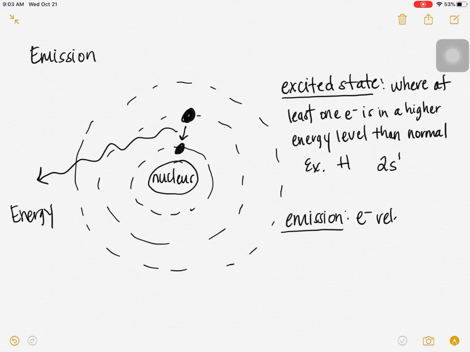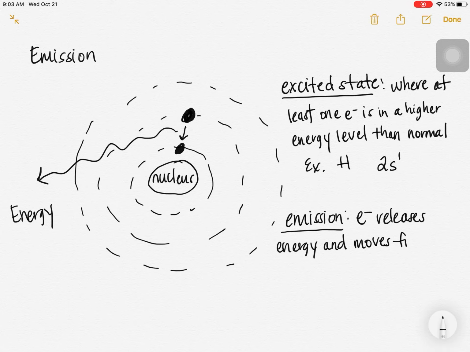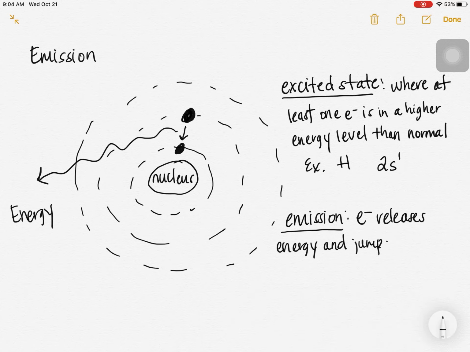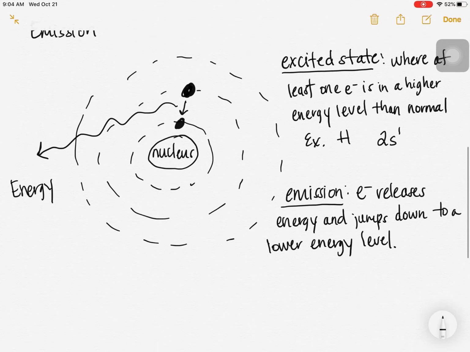So emission occurs when an electron releases energy and jumps down to a lower energy level.